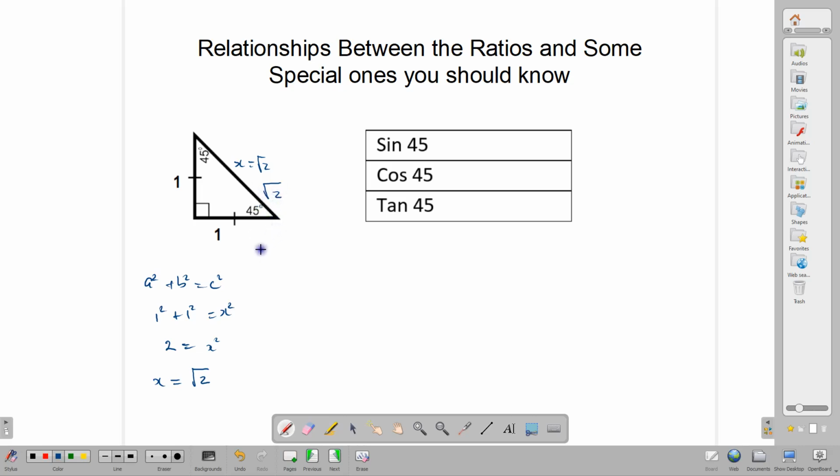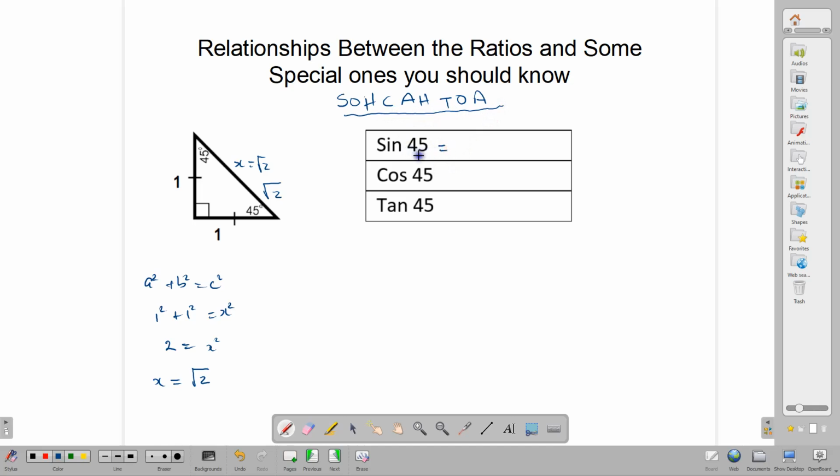Now, what is the sine? Remember, sine is opposite over hypotenuse. Cosine is adjacent over hypotenuse. And tangent is opposite over adjacent, which gives you your SOHCAHTOA idea that helps you remember the ratios.